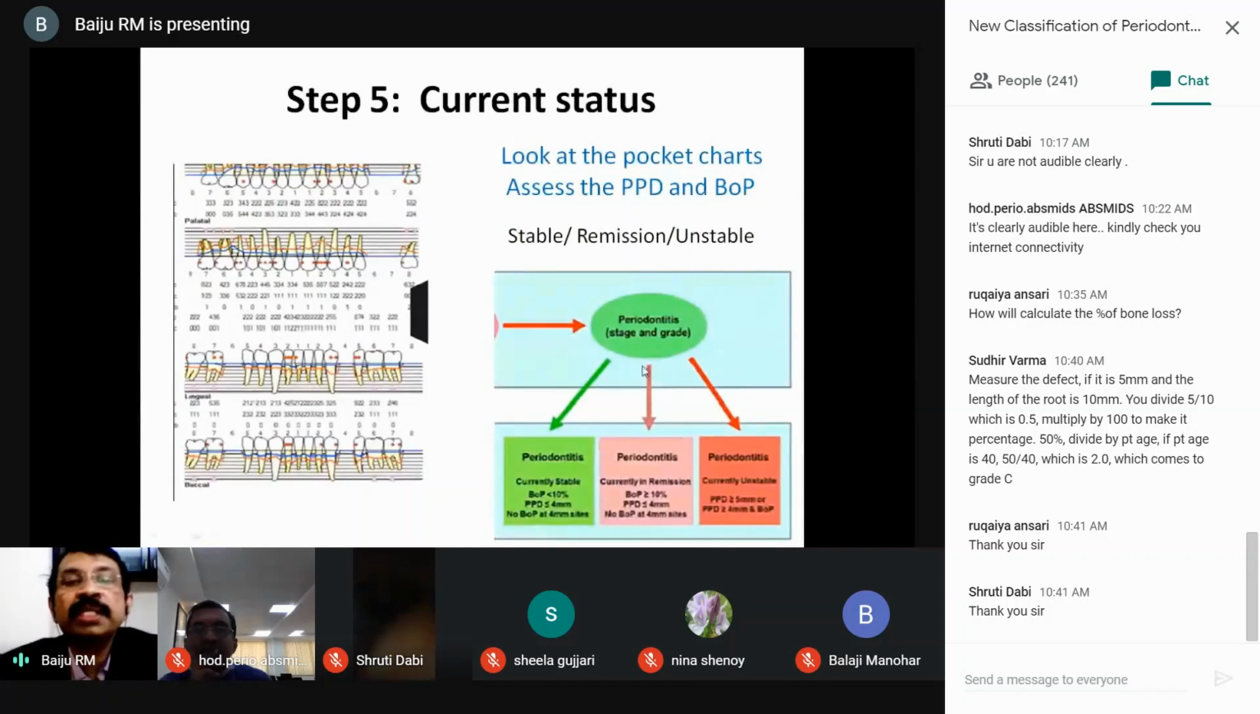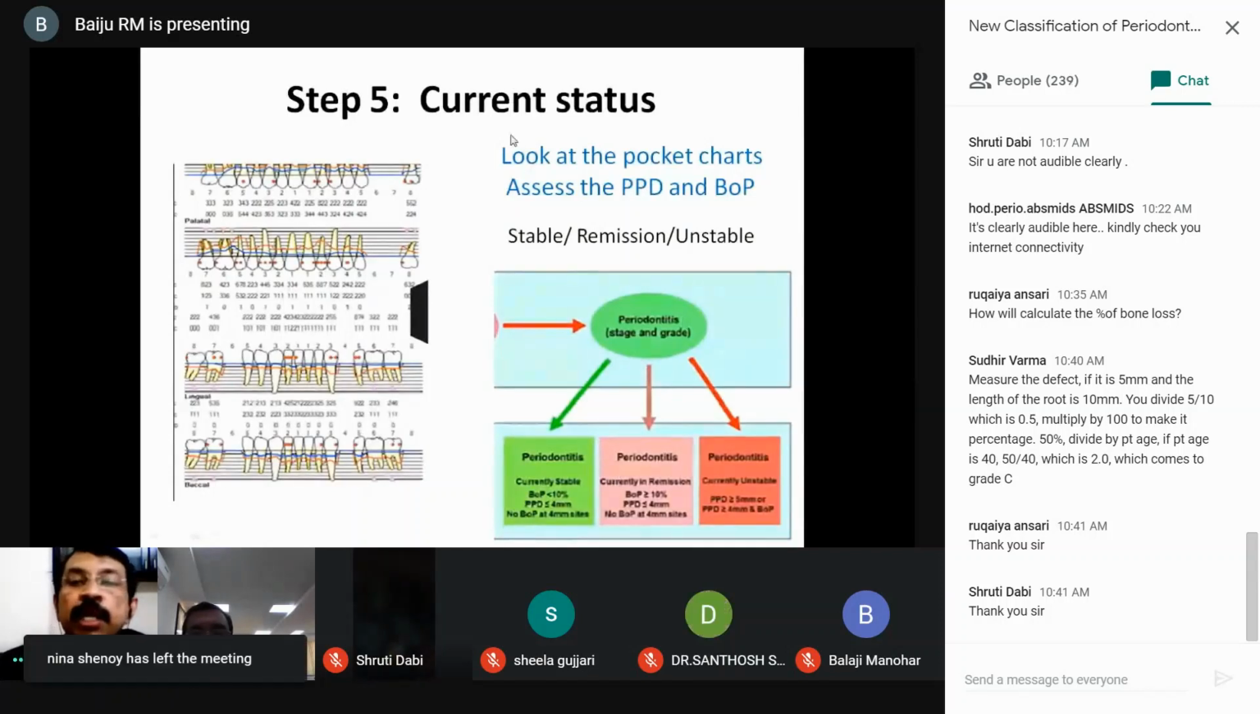Now, the fifth step, that is assigning the current status, looking at the pocket charts, probing depths and BOP. Depending upon the pockets and the bleeding on probing, you assign a stable, remission or unstable condition.